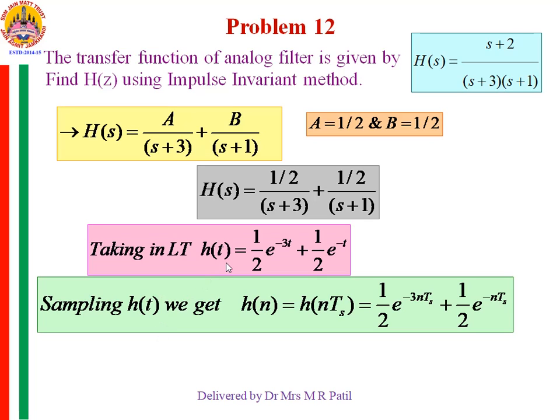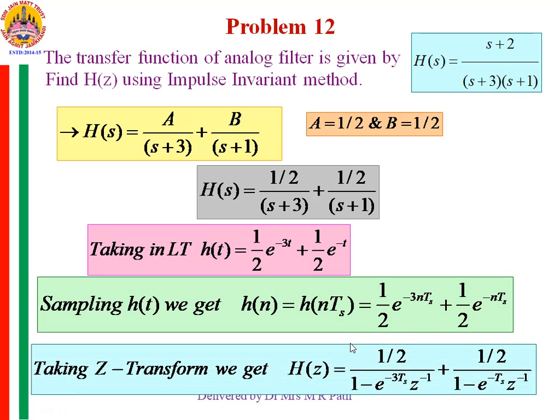Next, to obtain h of n from this, we have to sample h of t by replacing t with nTs, where Ts is the sampling period. So in this expression of h of t, I'll replace t with nTs so that I'll get h of n, which is equal to h of nTs, which is 1 by 2 e raised to minus 3nTs plus 1 by 2 e raised to minus nTs. So if Ts is provided to you, substitute the Ts here and obtain h of n.